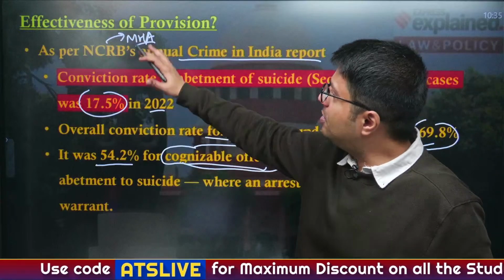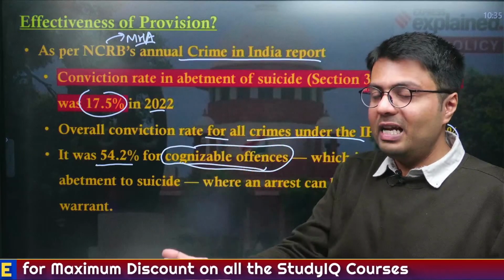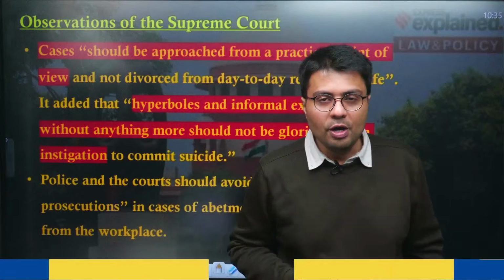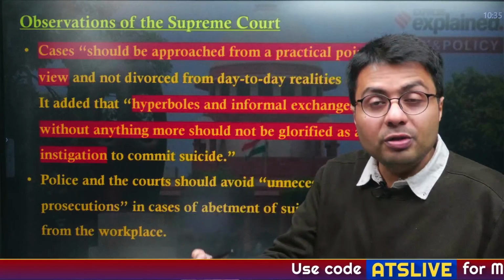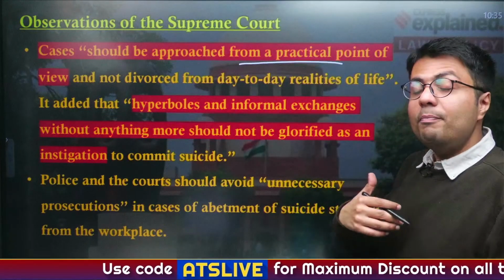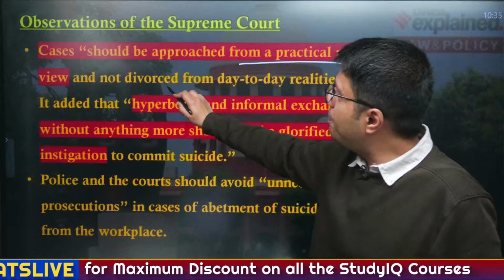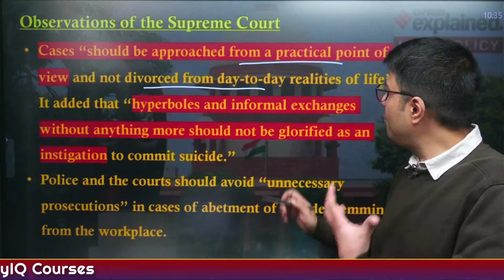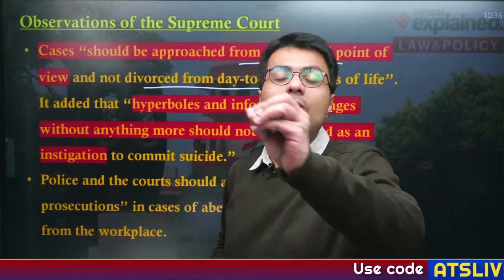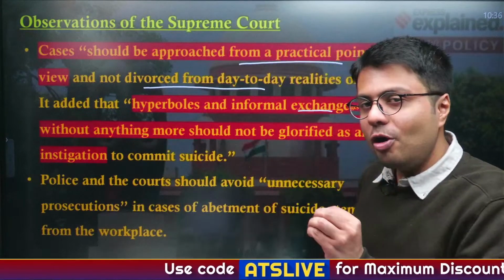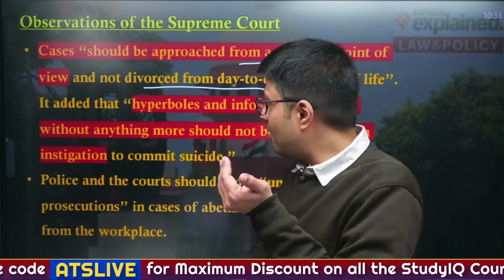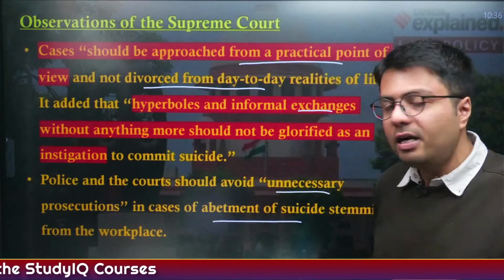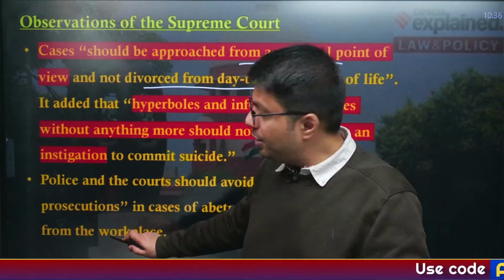So this is why the provision on abetment of suicide is not quite effective, and considering this ineffectiveness, the Supreme Court of India made the following observations. First of all, it said that cases of abetment of suicide should be approached from a practical point of view and not in a way that is removed from day-to-day life. Hence any hyperbole or informal exchanges between two persons, even if they lead to the commission of suicide by an individual, cannot constitute an act of abetment. Rather, the police and courts should avoid unnecessary prosecutions in cases of abetment of suicide which stem from conflicts between two people in their workplaces.